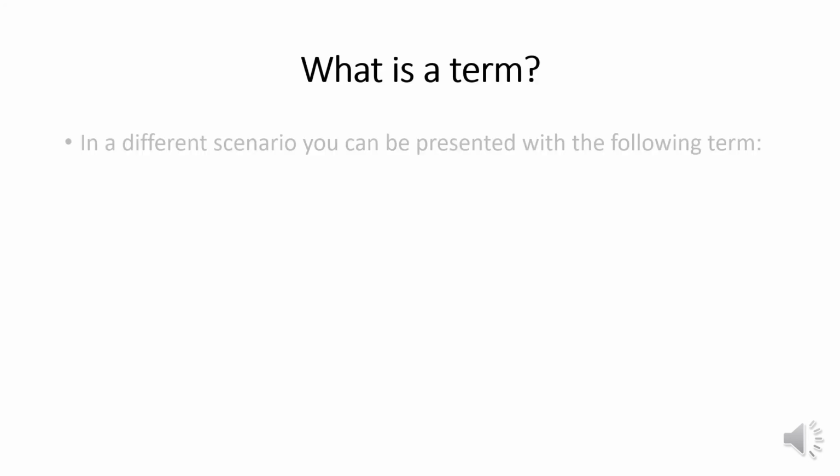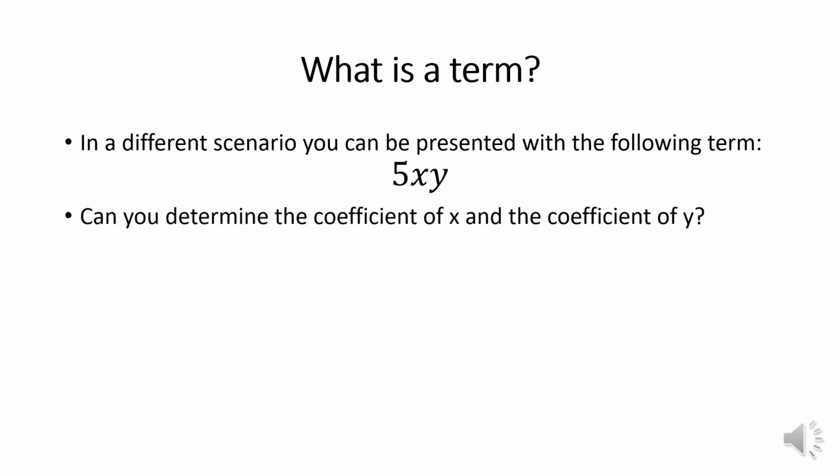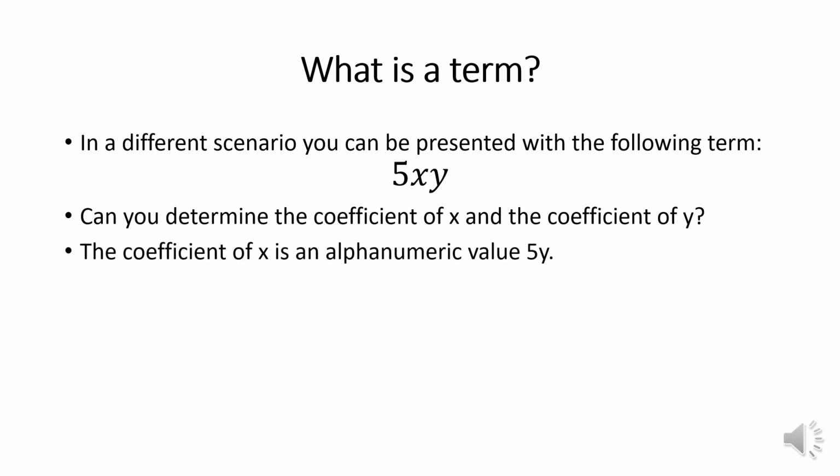Right. Let's look at another scenario where we've got a different term altogether. We've got a term which is 5xy. We can see that in this particular term, we've got two variables. As we have two variables, we can break down the components. Also, you can be asked a question like, can you tell us what is the coefficient of x? Can you determine the coefficient of y? I expect you to pause the slideshow now and try to figure out what the coefficient of x and the coefficient of y are. Now, I hope you get it right.